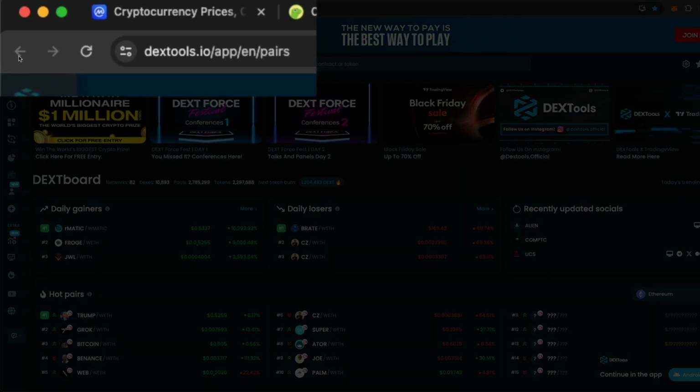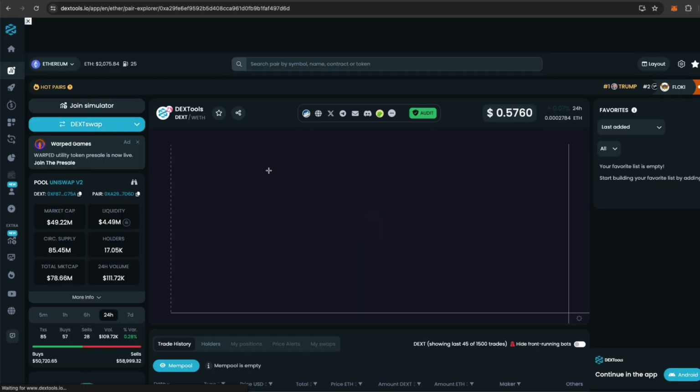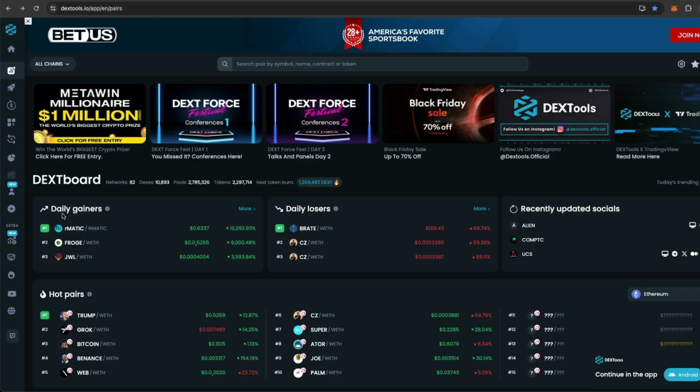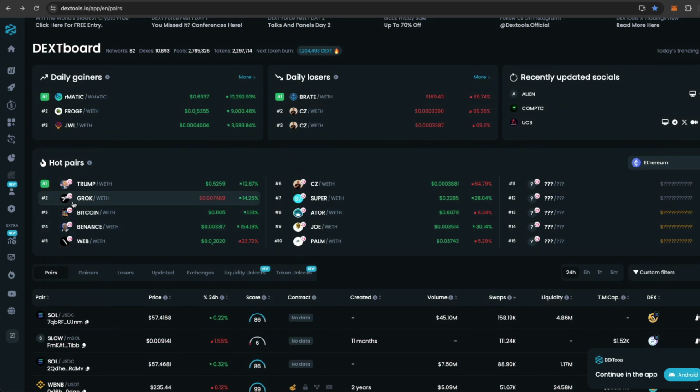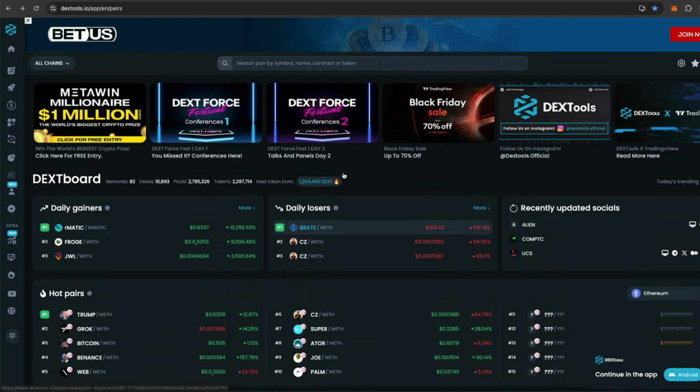And then we have DEX Tools, which is another one that you can explore and is a nice one for looking at pair explorers and pulling up charts on any particular asset. And they also have a nice board which shows you things like the daily gainers, losers in crypto, as well as hot pairs that have a lot of volume coming into them. So this can be a helpful overview of the market as well on a day-to-day basis.